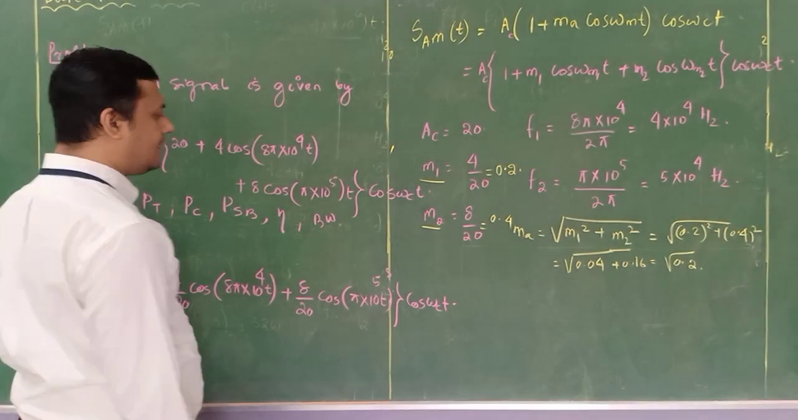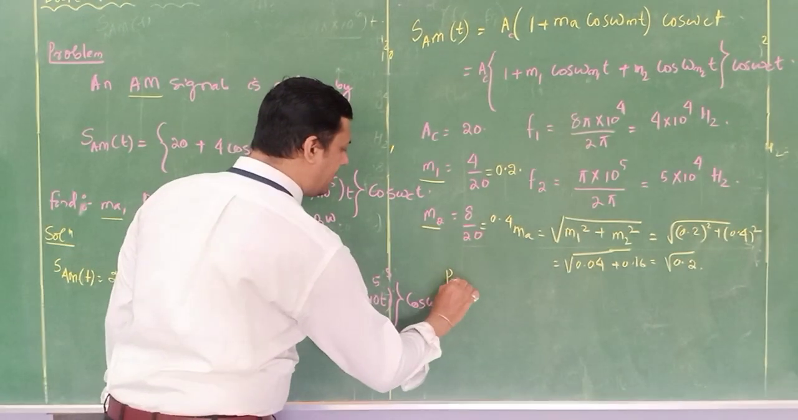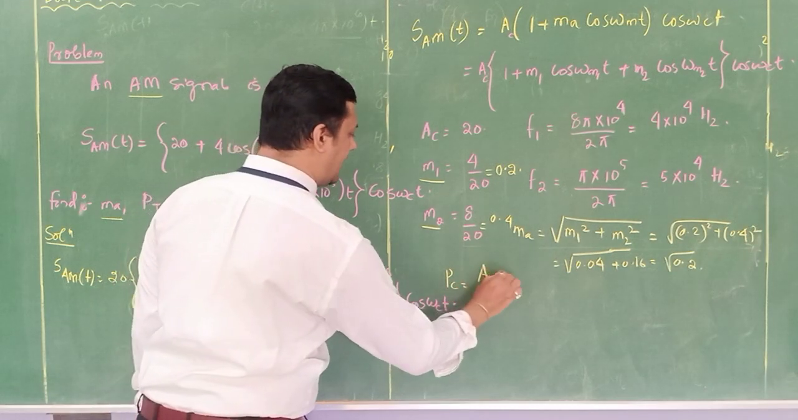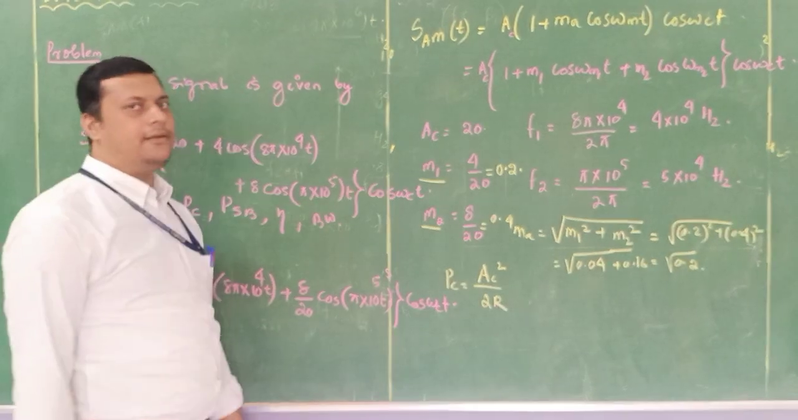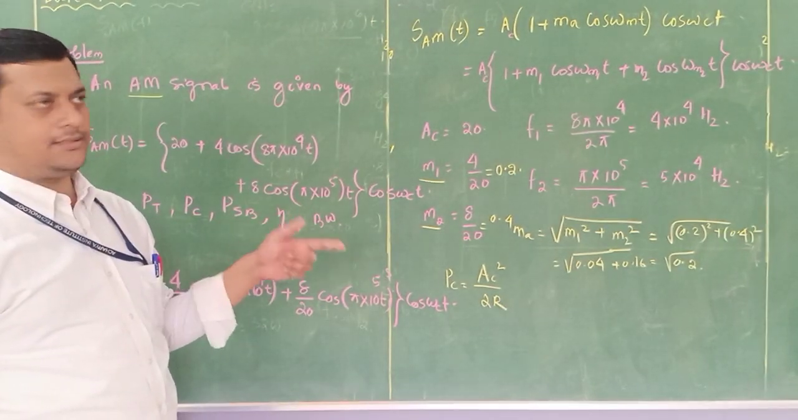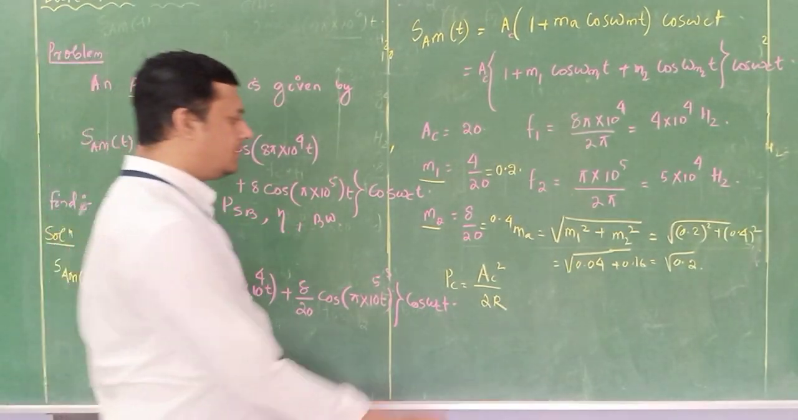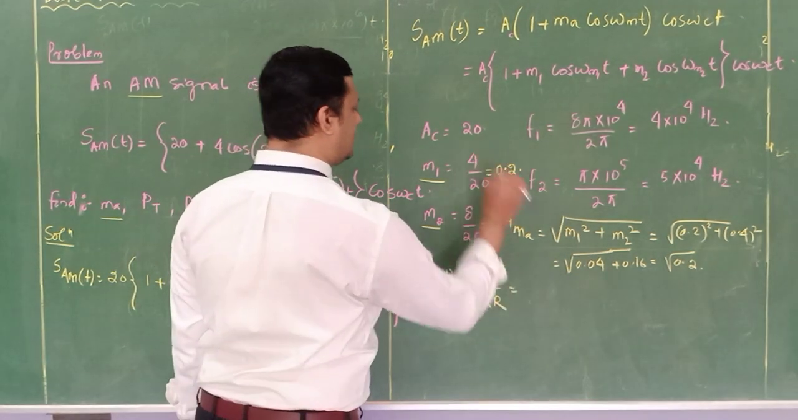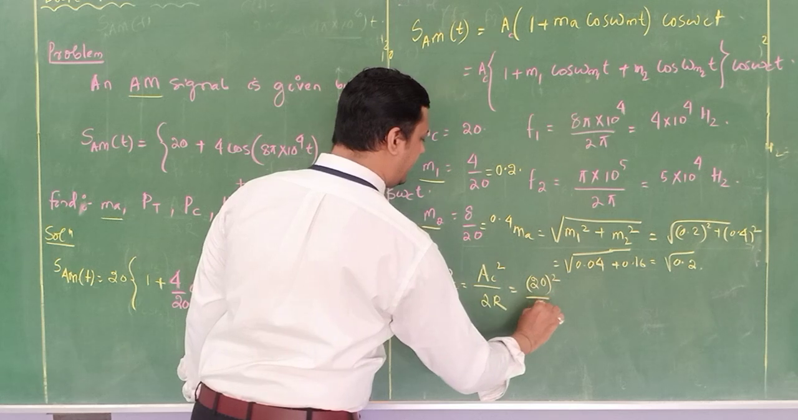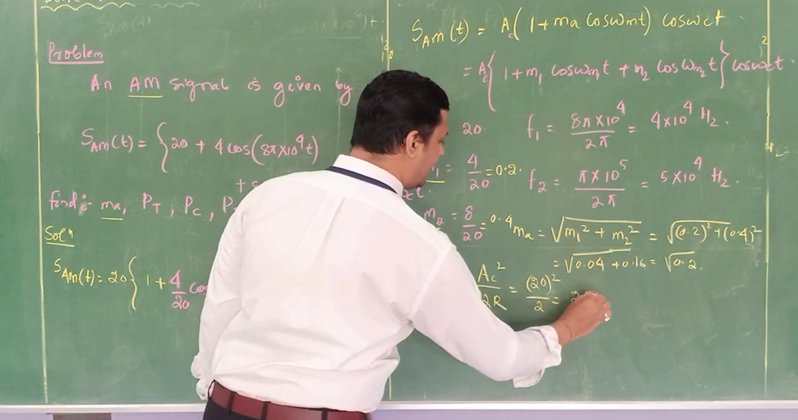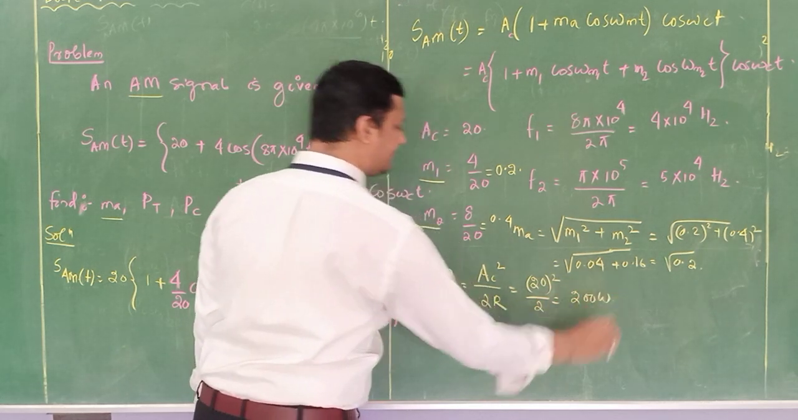Okay. Next, what is our carrier power? Carrier power we have to calculate is AC square by 2R. Since there is no information regarding R, you have to consider R value as 1 ohm. So AC is how much? AC is 20. So here it is 20 whole square divided by 2. You will get 200 watt. Done.